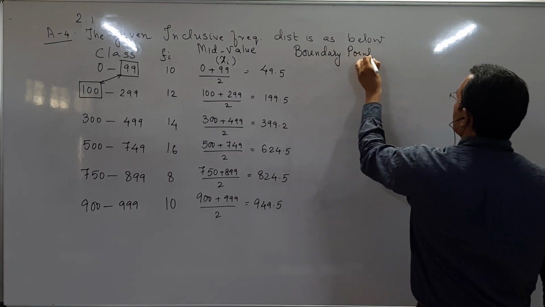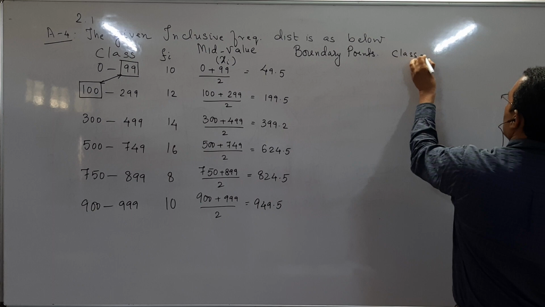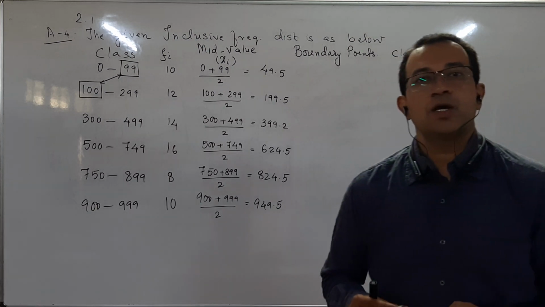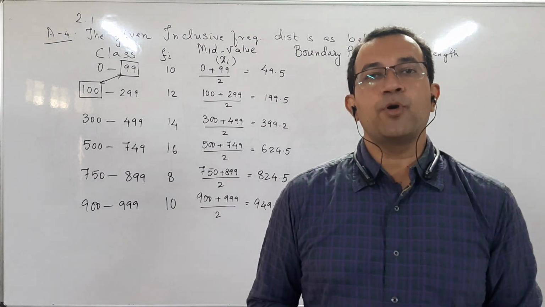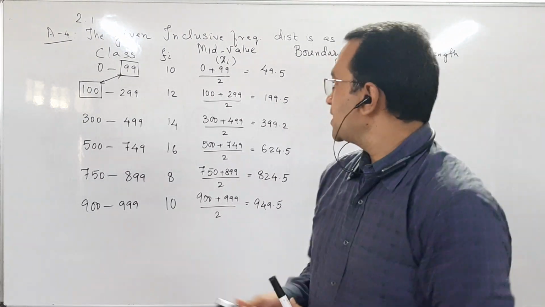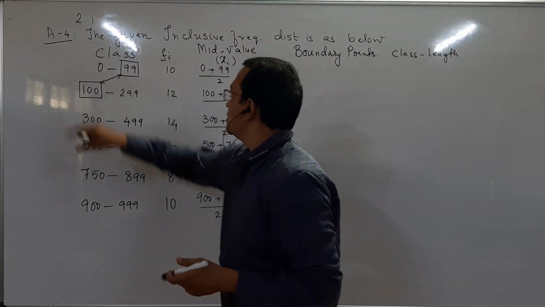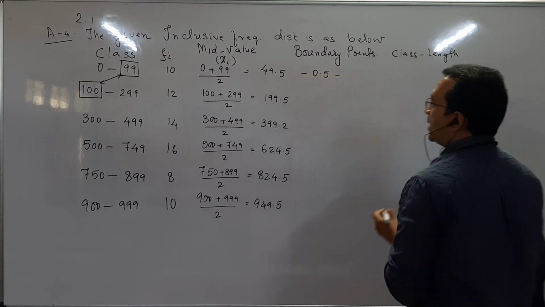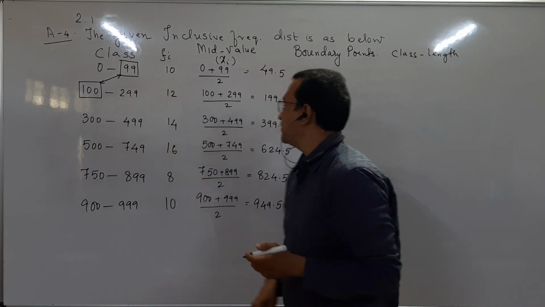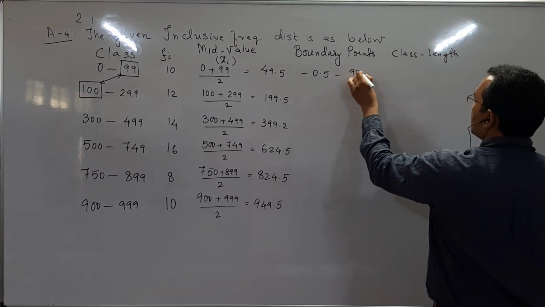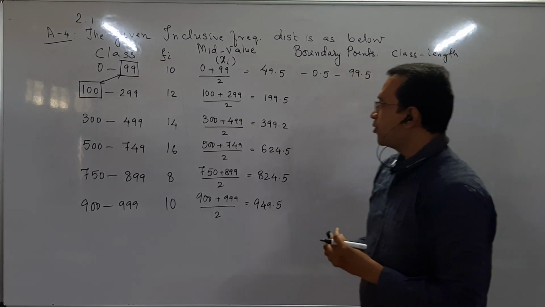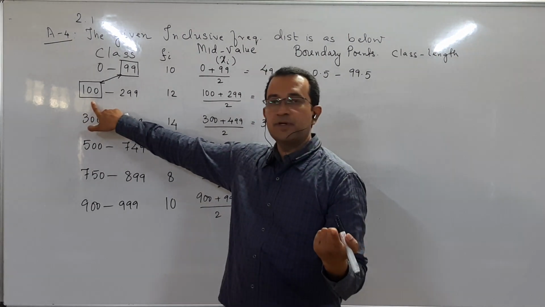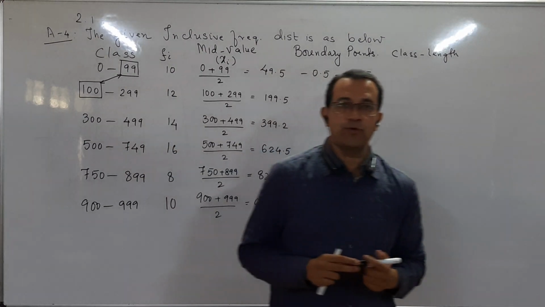And then students, we will write class length, which is upper boundary point minus lower boundary point. So if I subtract 0.5 from lower limit, 0 minus 0.5 will give us minus 0.5. And if I add 0.5 here, then I will get 99.5. To get boundary points, once again I am repeating, from lower limit subtract 0.5 and to upper limit add 0.5.